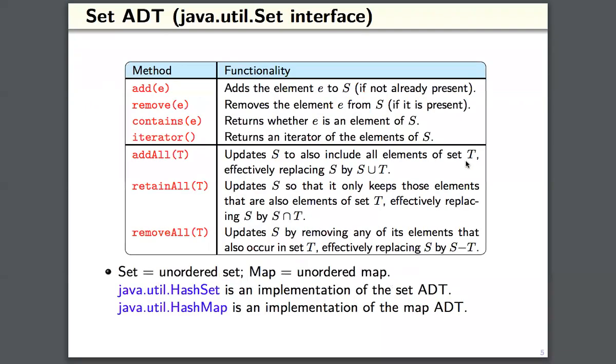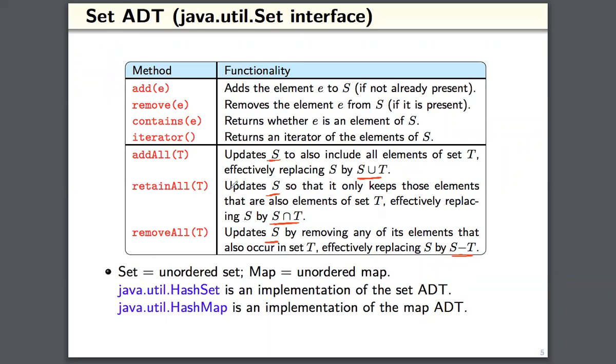Now, set ADT. From the homework, you might have seen this, right? Add, remove, contains, add all, retain all, remove all. But the definition here is slightly different. Here we are updating the set S with S union T, S with S intersection T, S with S minus T. So this is the set ADT, right? Okay, we will not go into all these details.